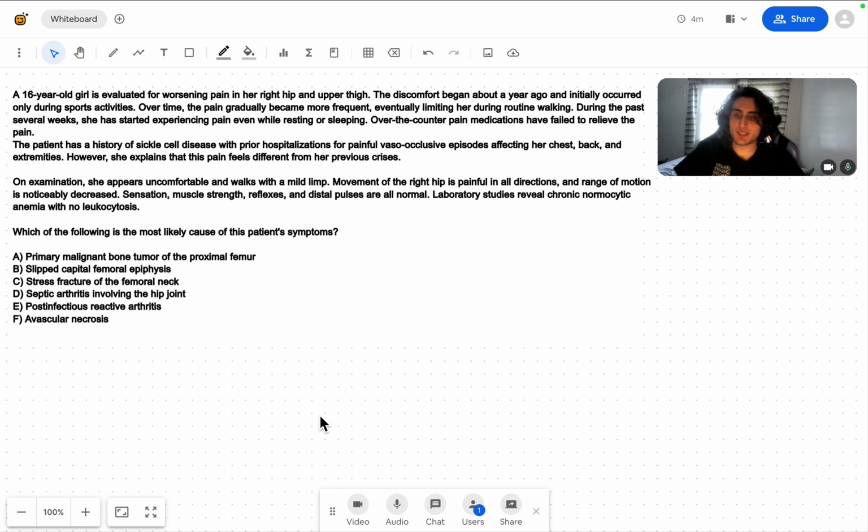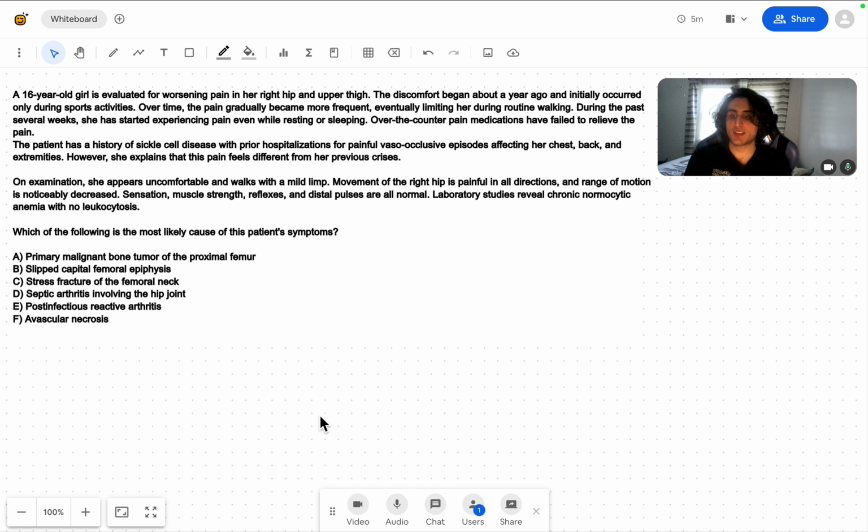B. A slipped capital femoral epiphysis. Well, this could happen due to obesity and other external traumas, and it could lead to lower extremity pain, hip pain, groin pain. But the issue is, it's very common among younger teenagers with open growth plates because it's very reliant on the growth plate. So I'm not very comfortable with B.